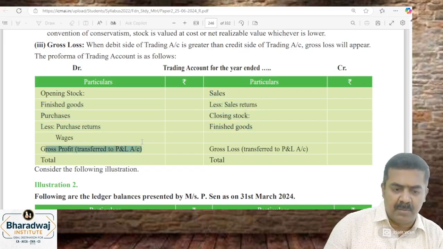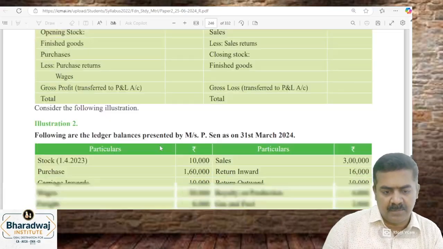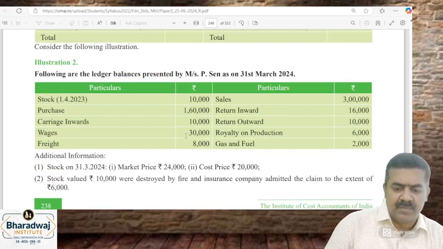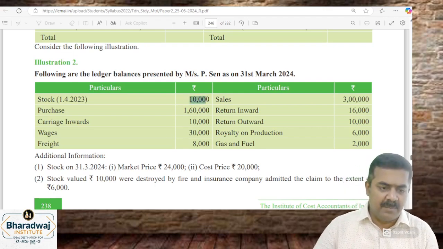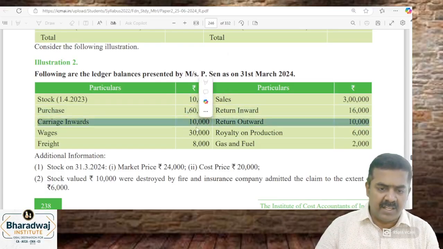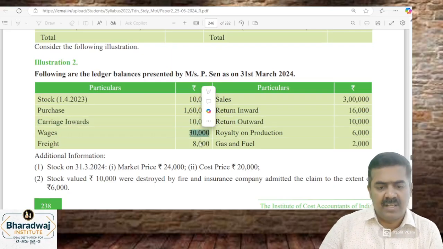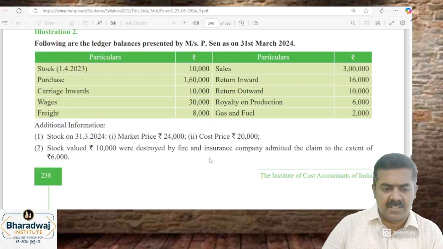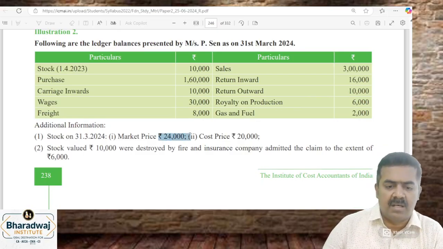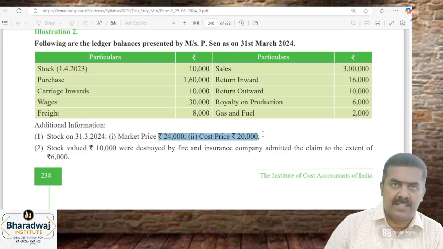Then gross profit will be transferred to which account? P&L account. See, certain things we should not solve, we should just see. Opening stock will be debited, purchase will be debited, carriage and wages inwards will be debited, freight will be debited, sales minus returns, purchases minus returns outwards. Royalty on production and gas and fuel are direct expenses. Stock will be valued at cost or market price, whichever is less.